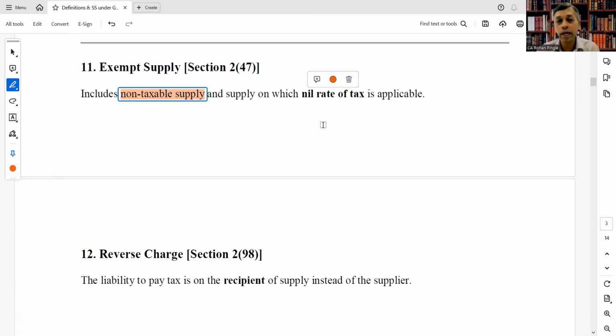They are two different aspects. The word "and" is used, but that is not so. It starts with "includes", and therefore "and" is used to give us two separate items: non-taxable supply, and supply on which nil rate of tax is applicable, are exempt supply.